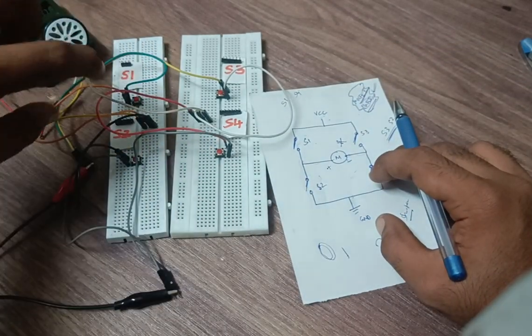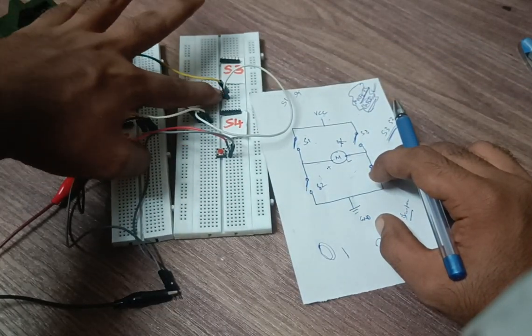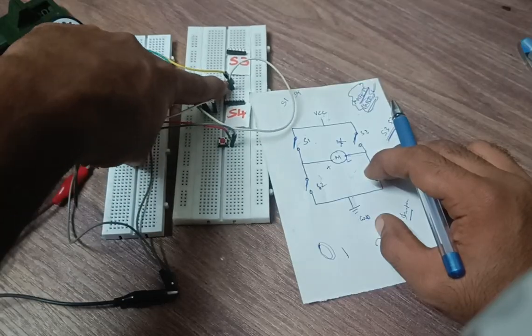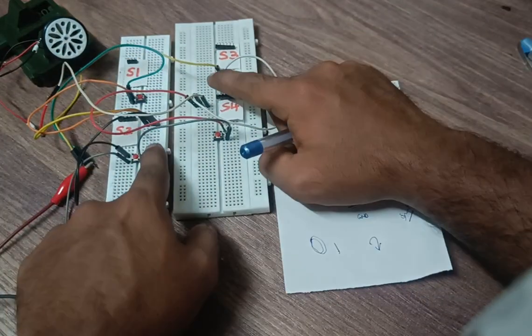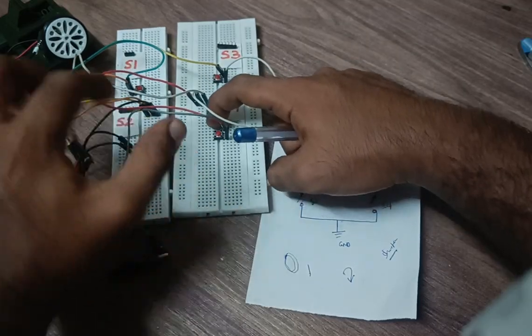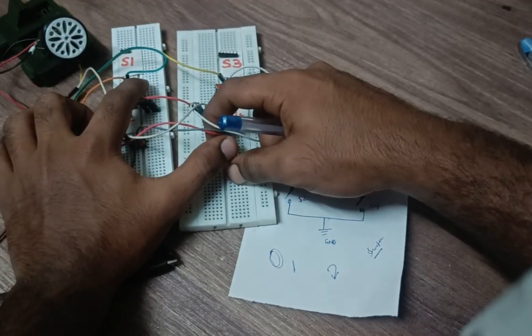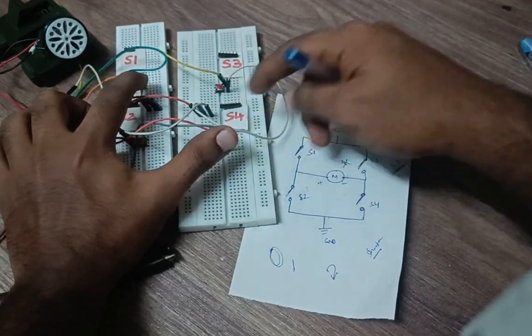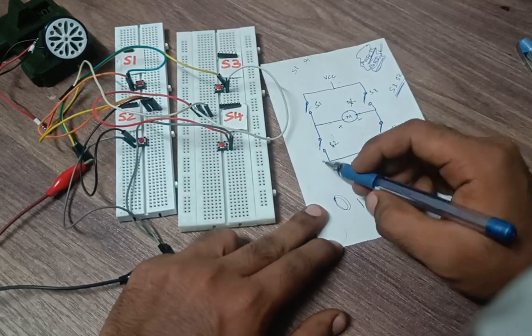Okay, so now let's press S2 and S3, and observe the motor. One second. See, the motor is rotating anti-clockwise, and if you press S1 and S4, it's rotating clockwise. So simple, it's a simple concept.